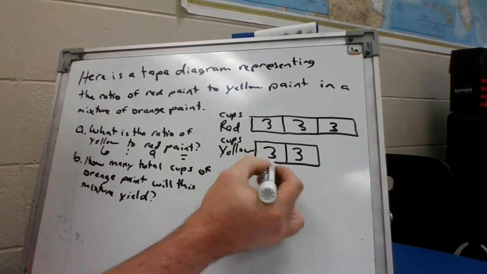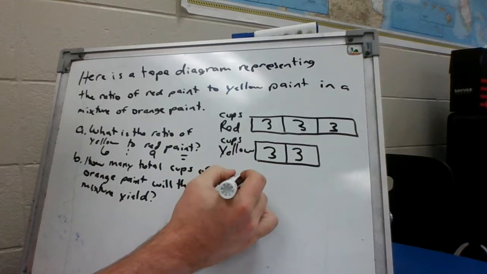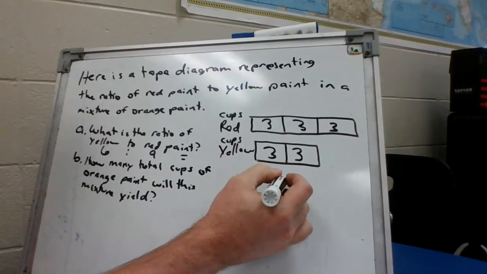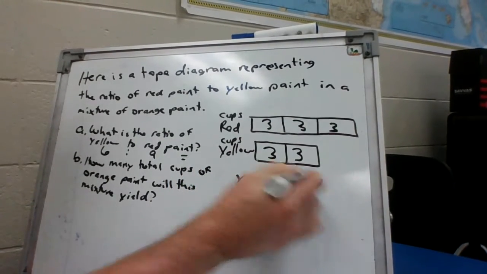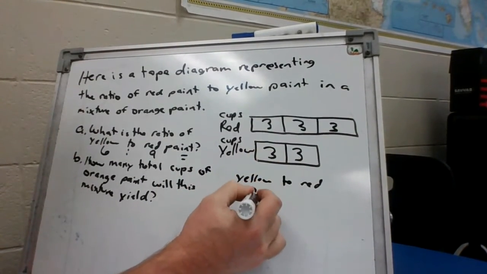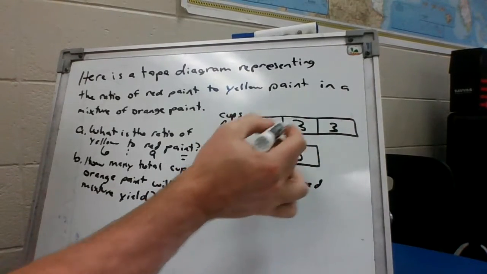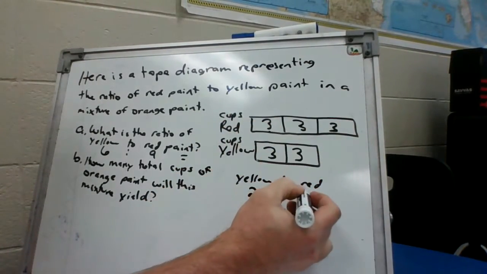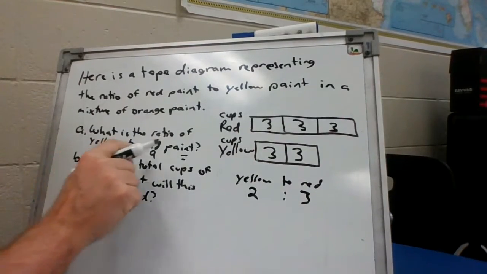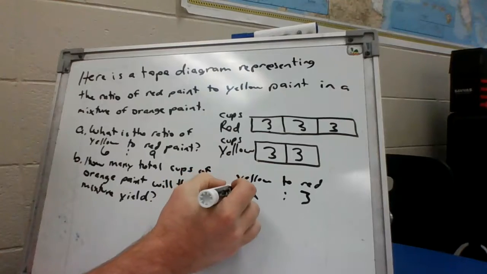So how many blocks do you have here? You have 2 blocks. So let's do yellow to red, because that's what they're asking us in the question. Yellow to red. So we know yellow is 2 blocks of 3. How many blocks of 3 do we have? See, they're all blocks of 3. So how many blocks do we have here? 1, 2, 3 blocks. So we know this will reduce: 6 to 9 will reduce to 2 to 3. So that's your A part.